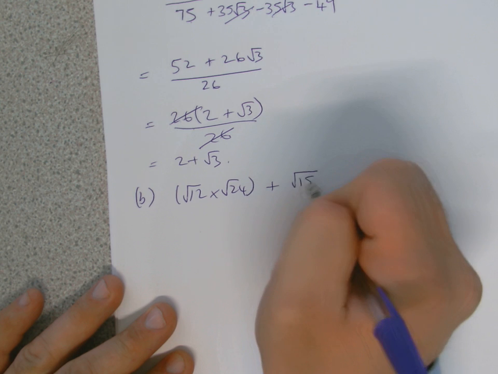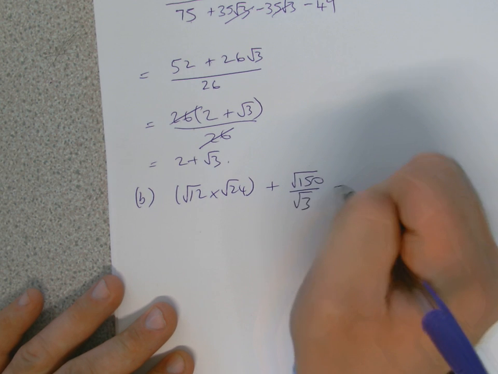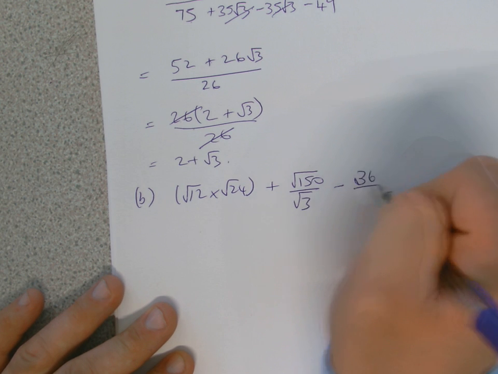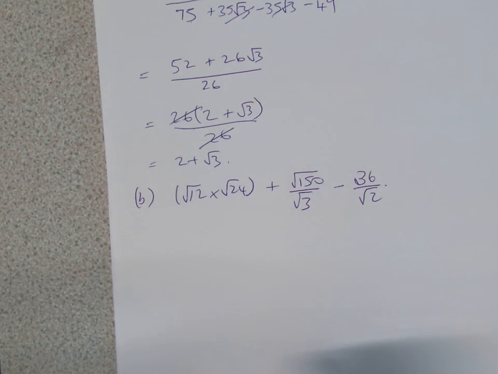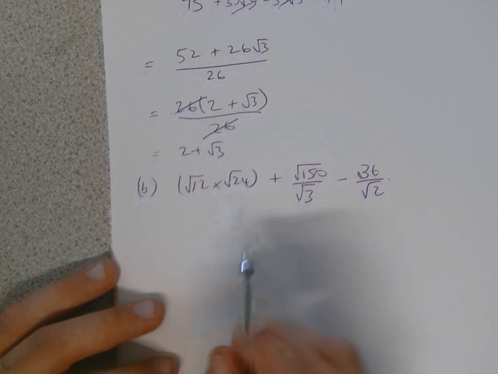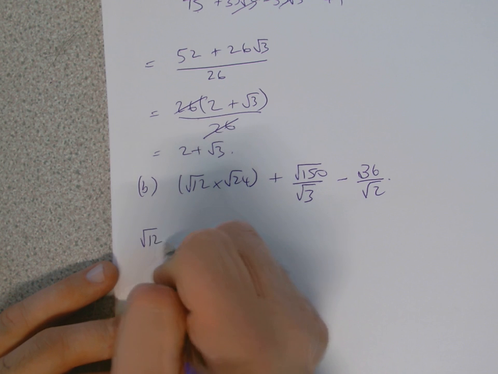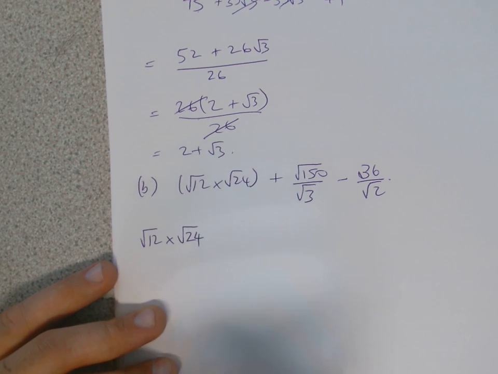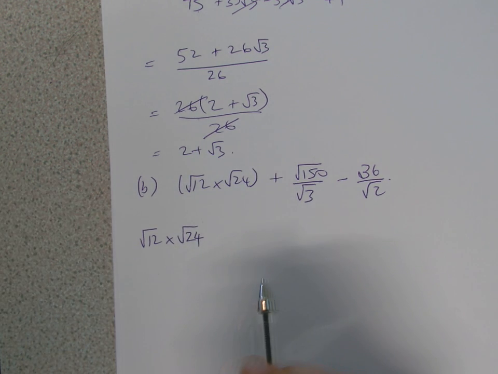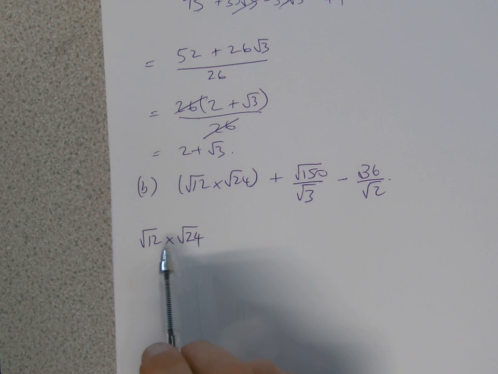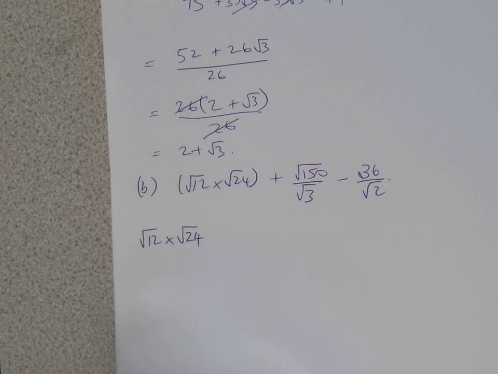lots of different things going on here. What I would do, just like question 1, is split it up. Take your time on it. Let's focus on the first bit here, root 12 times root 24. Now, you might be thinking, well, I need to put this under 1 square root and do 12 times 24. There's nothing wrong with that.